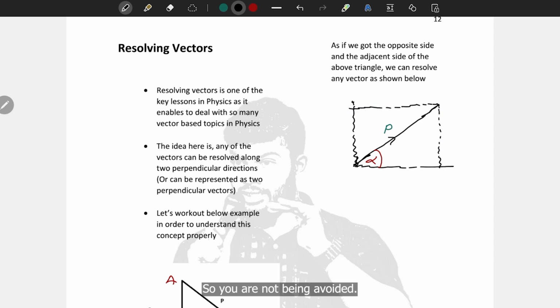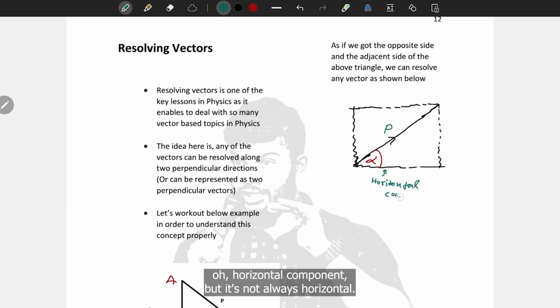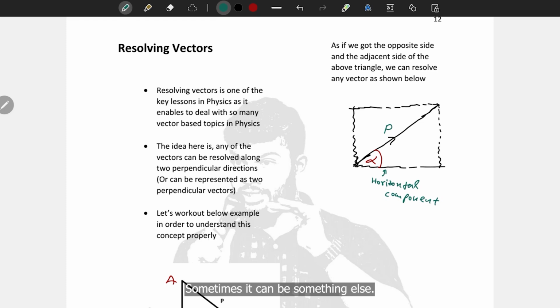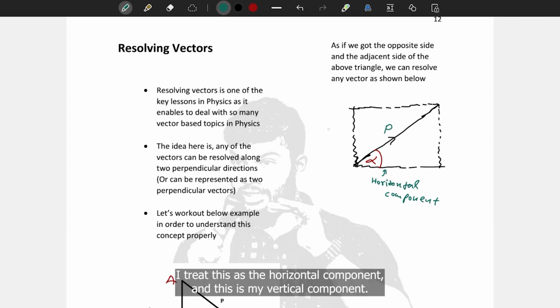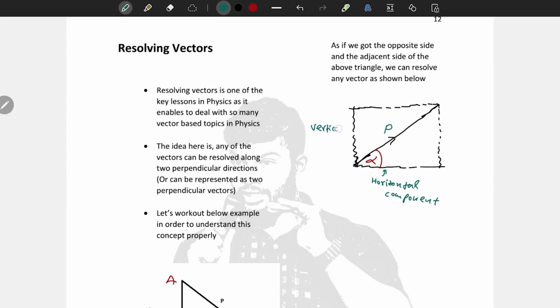So you are not being avoided. You can use trigonometry to find some relationships. Now I can see this is my horizontal component, but it's not always supposed to be horizontal. Sometimes it can be something else, but here, just for simplicity and to make it clear, I treat this as the horizontal component, and this is my vertical component.